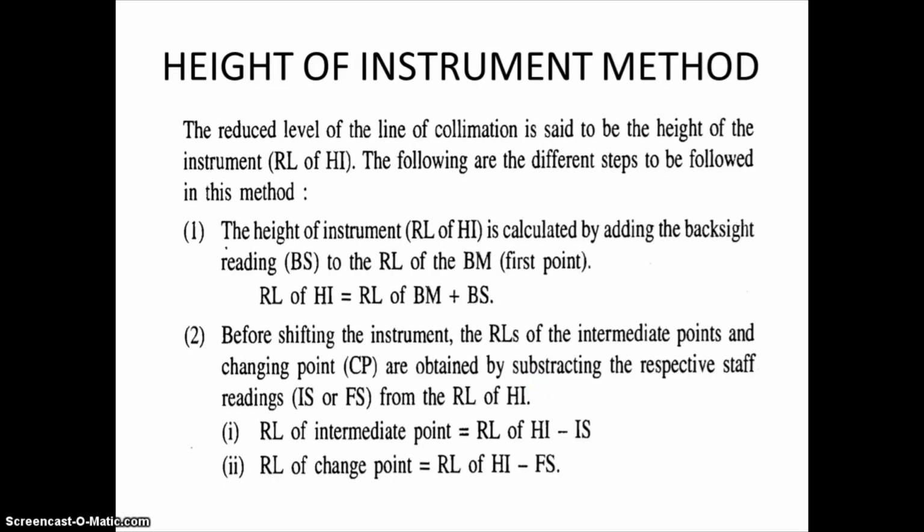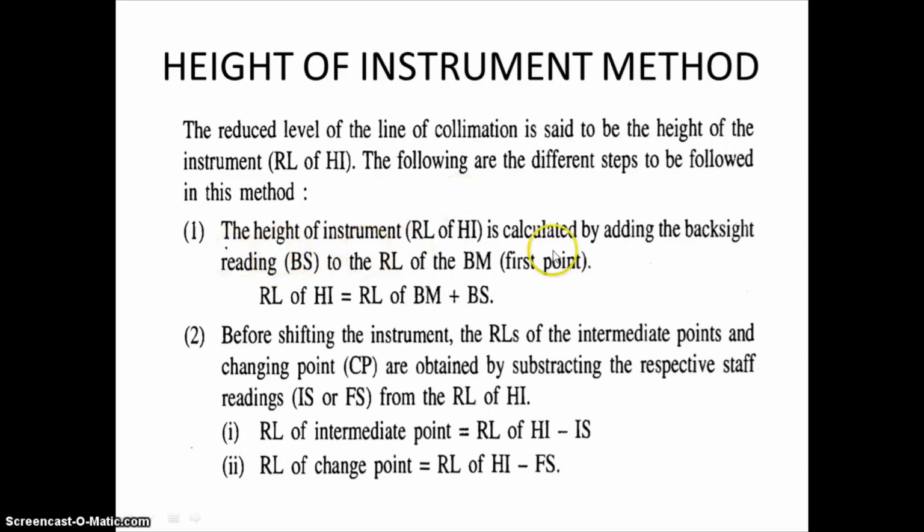Now come to our methods. That is first one, height of instrument method. It is also called line of collimation method. Short form is HI. So reduced level of the line of collimation is said to be height of instrument. The following are the different steps to be followed in the method.